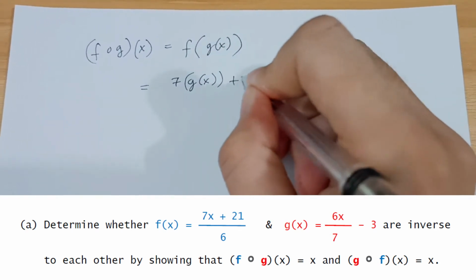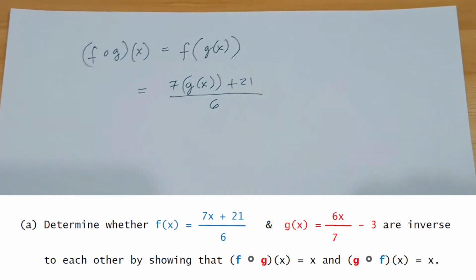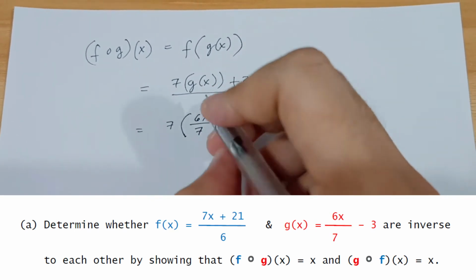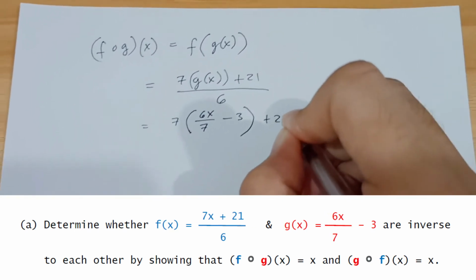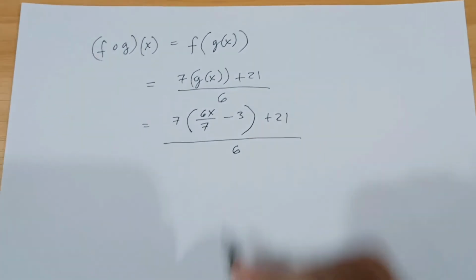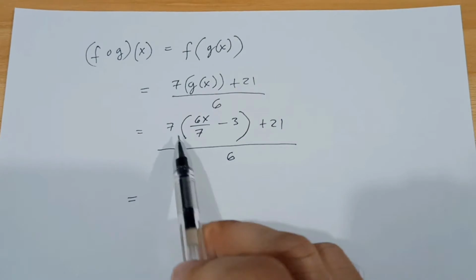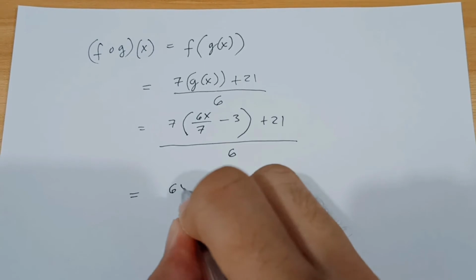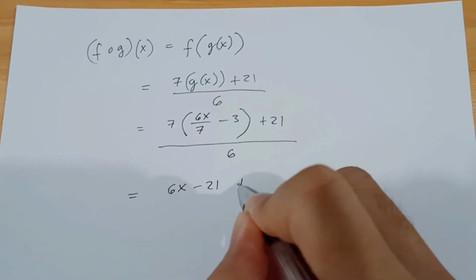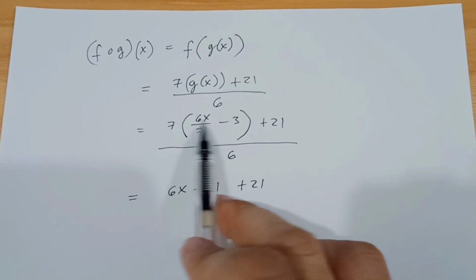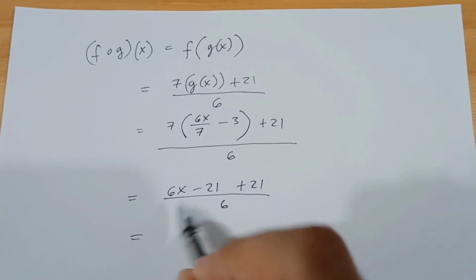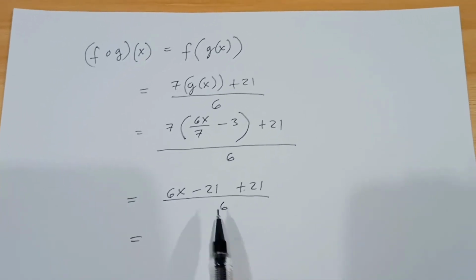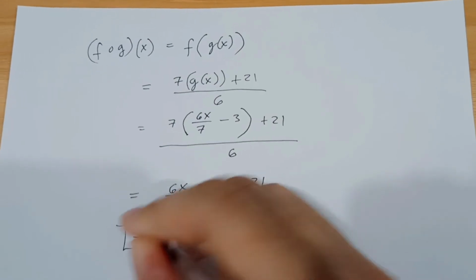Ganyan na siya. Plus 21 over 6 is equal to 7. Palitan mo ng g of x, which is 6x over 7 minus 3, plus 21, all over 6. Is equal to, multiply mo tong 7 papunta dito lahat. So, magiging 6x minus 21 plus 21. Distribute mo lang dito over 6. Negative 21 plus 21 is 0. 6x divided by 6. So, x na lang ang natira.